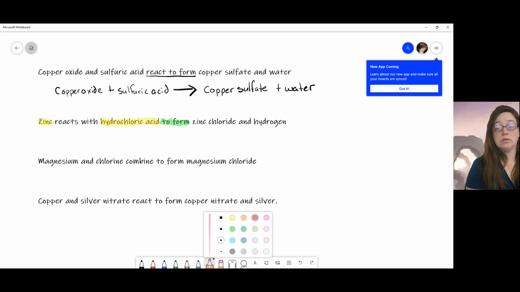There are other things that you can look for, things like combusts, replaces. And then I'm going to look for my products. Products are going to be anything on the right-hand side.